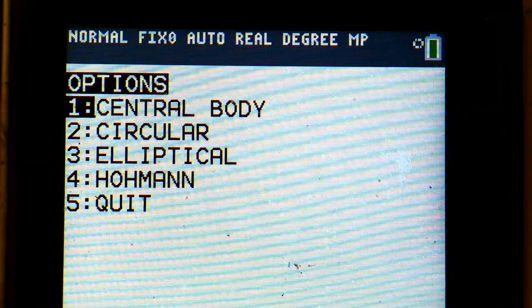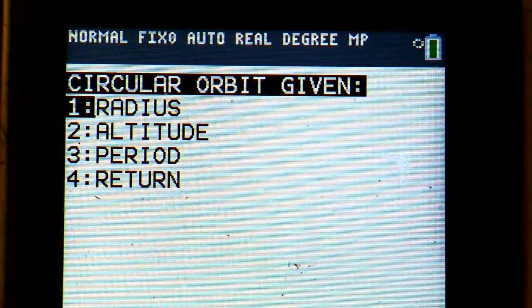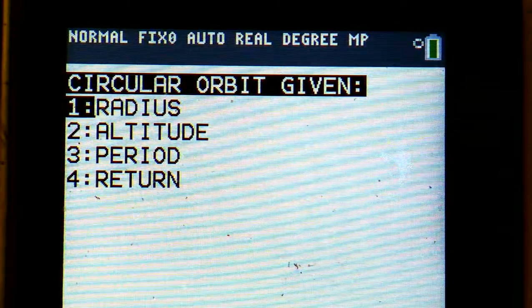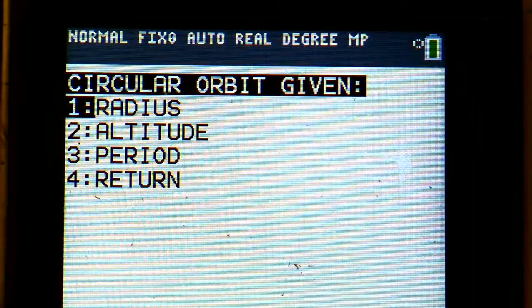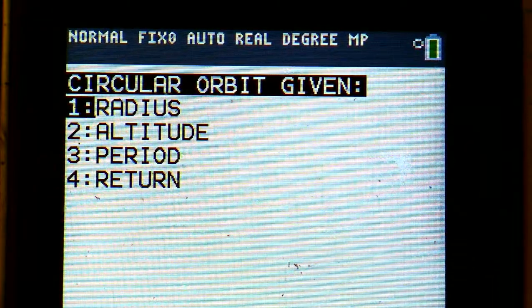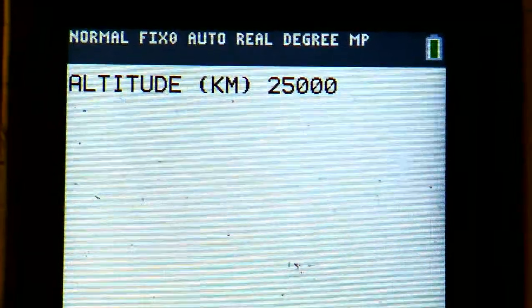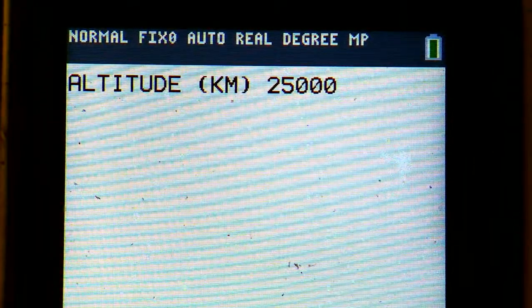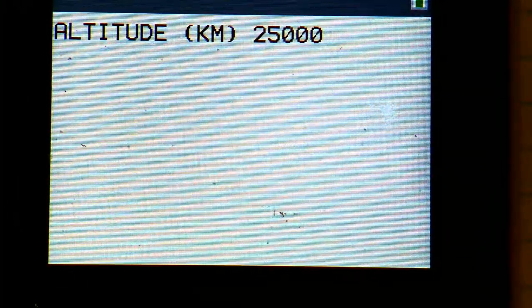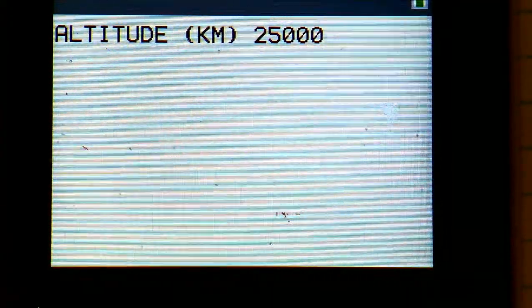I'll do, I guess, one last example. I'll just make one up. All right, per student request, this final example is at an altitude of 25,000 kilometers. I suggest you pause this video and work out the answer yourself and resume it. Here's the answer.